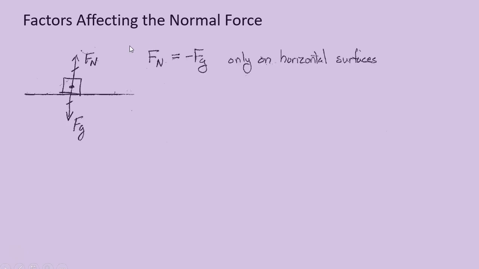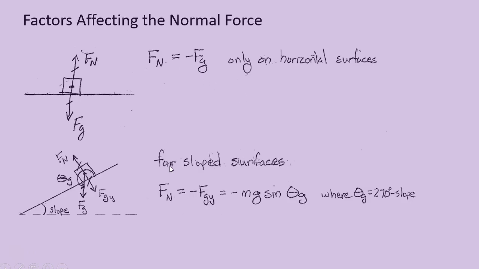There are different factors affecting the normal force. On a level surface, we know that the normal force is equal to and in the opposite direction of the force of gravity. This would mean that the normal force is equal to the weight of the object. And because we often look at horizontal surfaces, we tend to think that the normal force is equal to the weight of the object that's resting on that surface, but that's not always true.